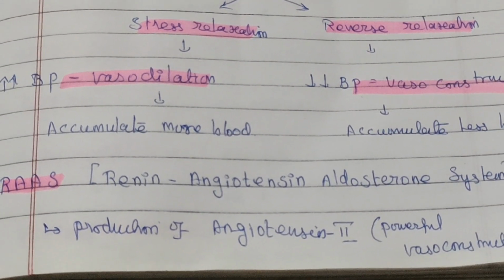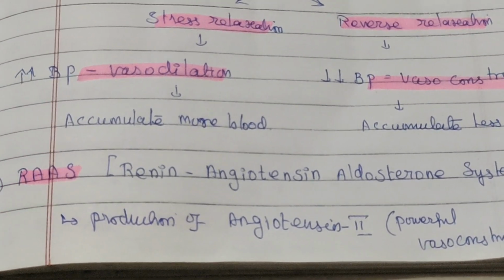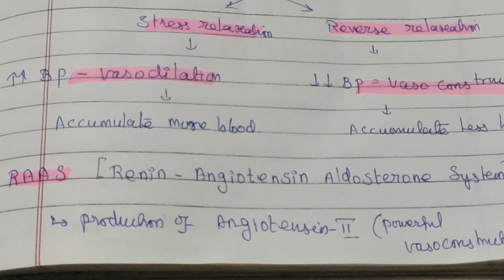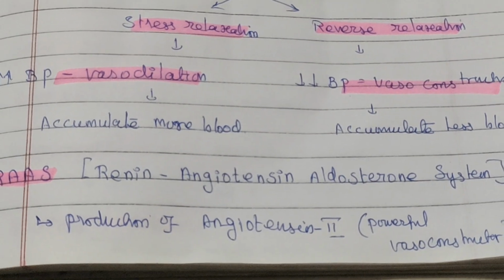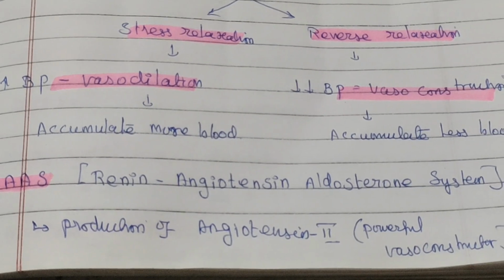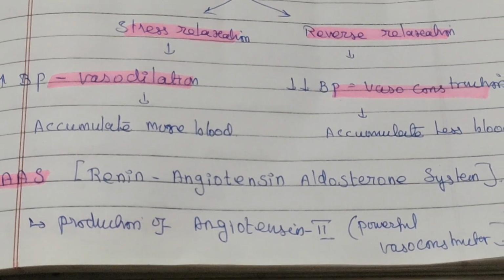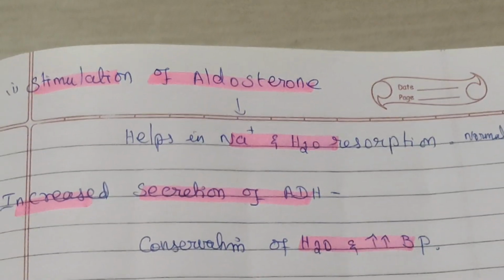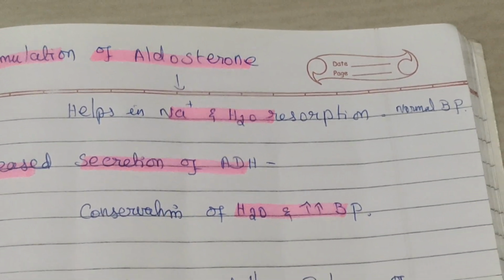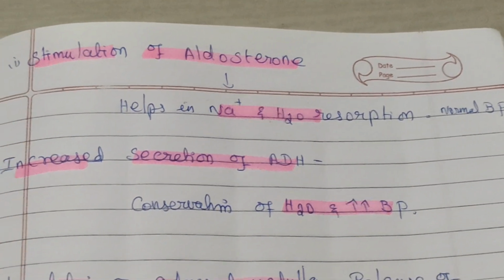Next is the RAAS, the renin angiotensin aldosterone system. This occurs late and falls under long-term regulation. Renin is secreted from the kidney and causes production of angiotensin 2, a very powerful vasoconstrictor. There is also stimulation of aldosterone, which helps in sodium and water reabsorption, trying to bring back normal blood pressure.